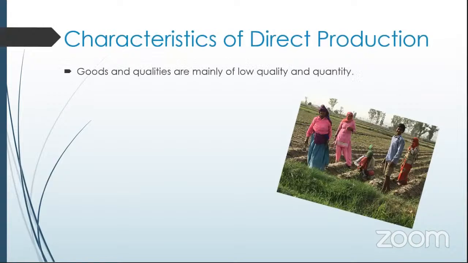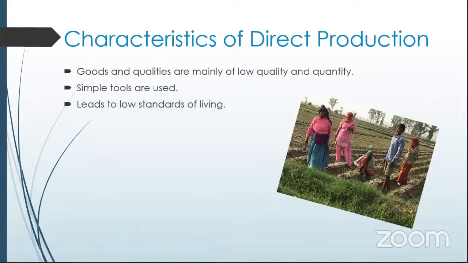The characteristics, one of them is the goods and services are mainly of low quality and quantity. Simple tools are used, for example, hand hoes and trowels. They don't use machines. It leads to low standards of living, and some people just produce on a small scale. Doesn't encourage consumption.